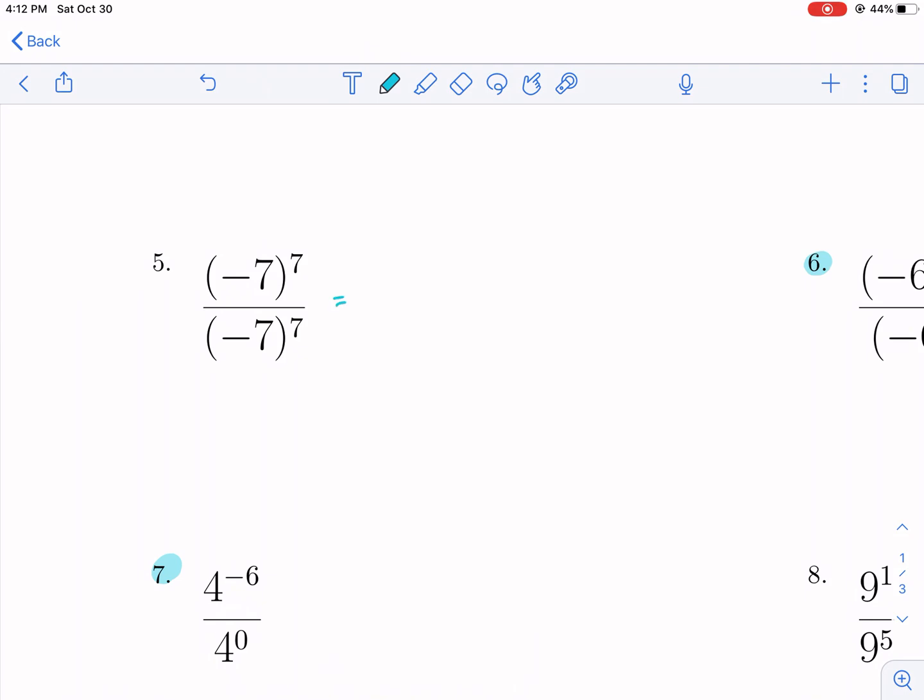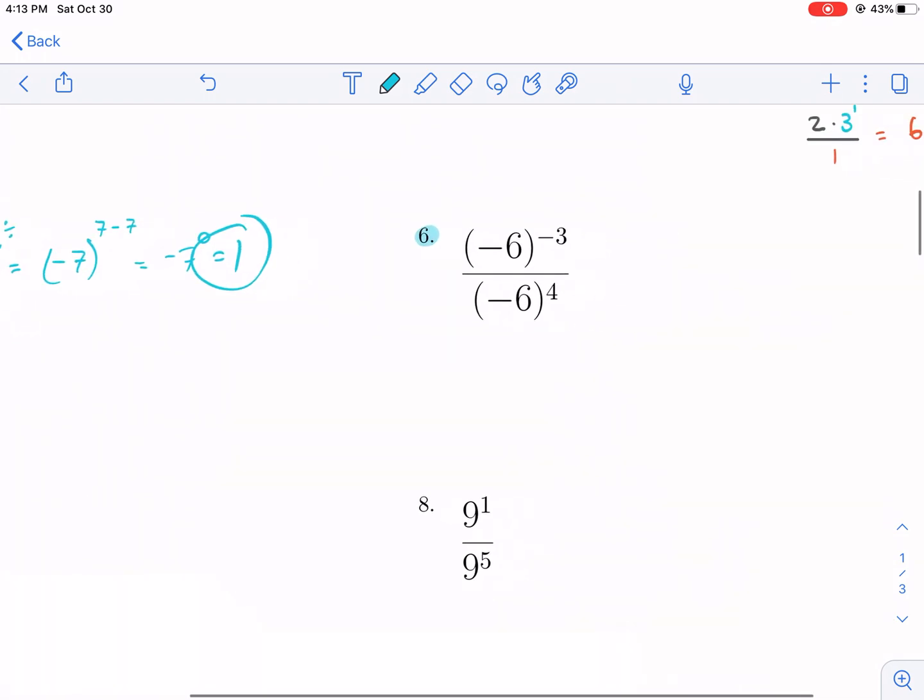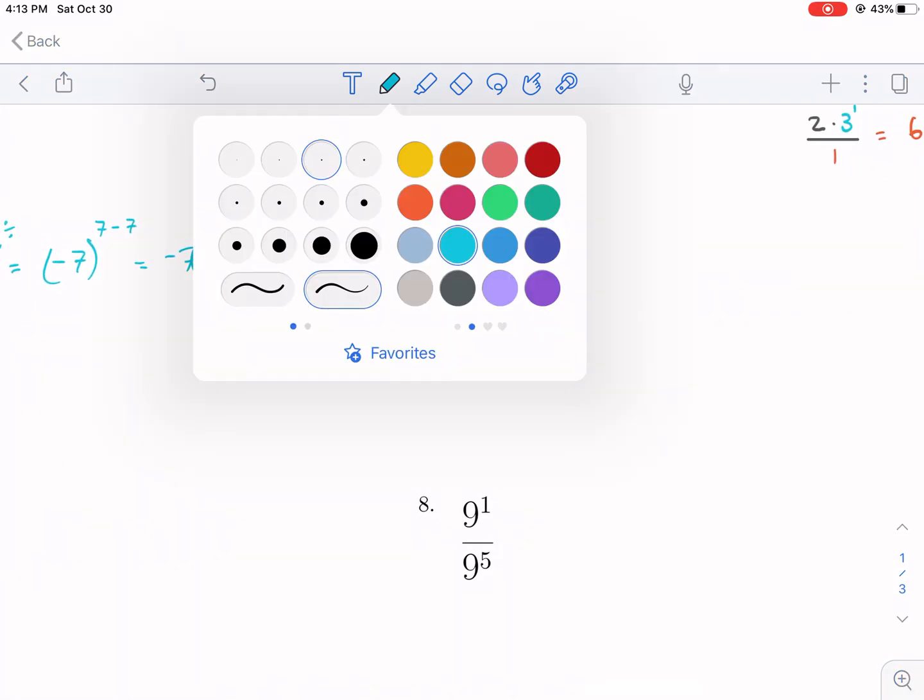Here for this one, it's the same thing, top and bottom. It's going to be 1. We know that, but just to show you, negative 7, that's our base, top and bottom. It's the same. And we're going to have 7 and then minus because we're dividing here. Dividing means we're going to subtract with the quotient rule. And we get negative 7 to the 7 minus 7 power. That's negative 7 to the 0 power, and that's 1. Anything to the 0 power is 1. I didn't go over that, but that's one of those things you need to know also.